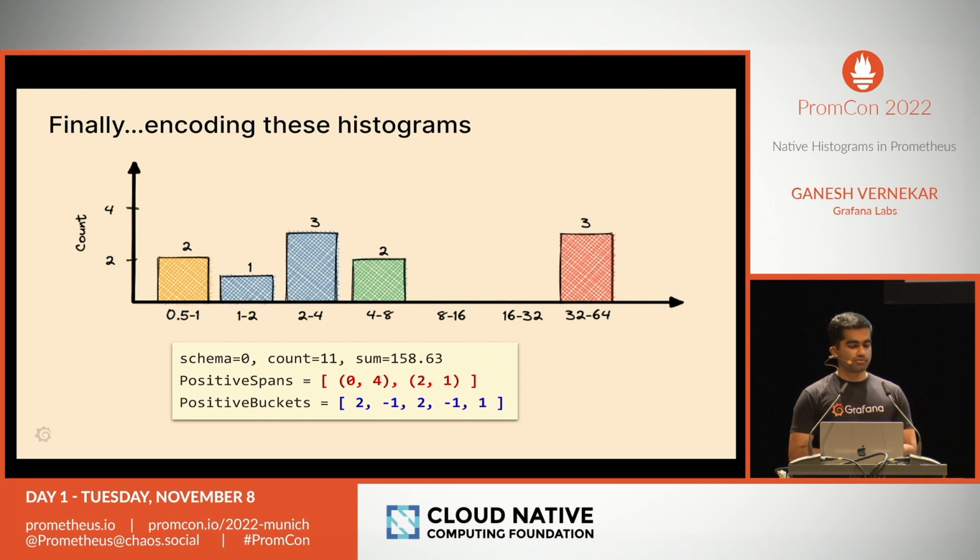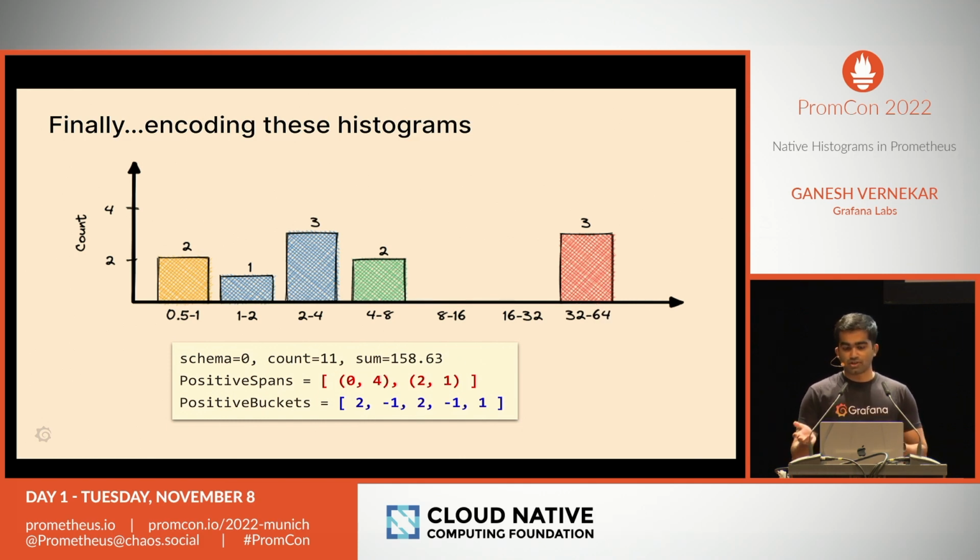So the 0, 4 tells that the first bucket starts at index 0, and from there are 4 buckets that are filled, so 0, 4. And then 2, 1 tells that after the previous set of buckets, there are 2 empty gaps in between, and there is another bucket filled. So that is how encoding of these buckets works.